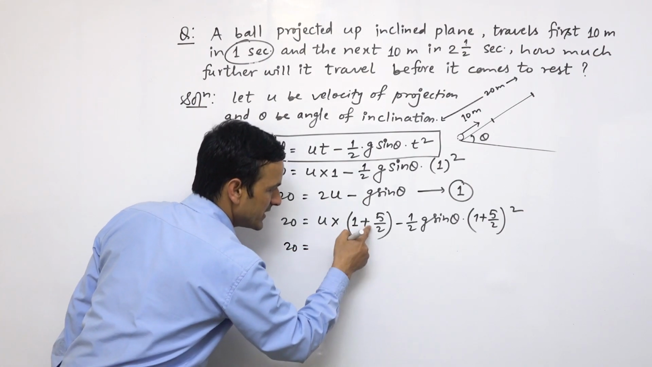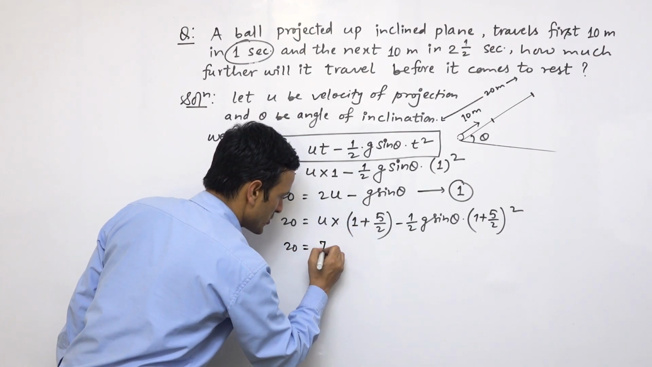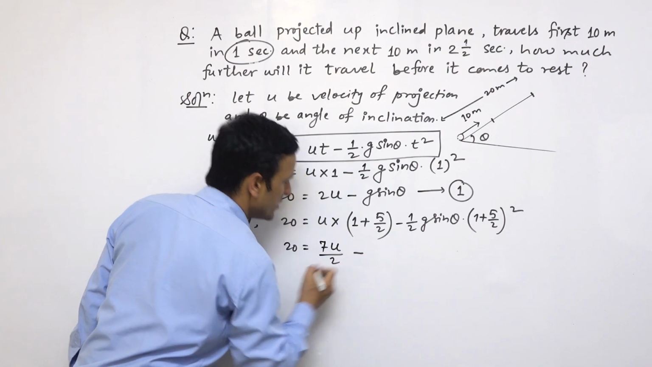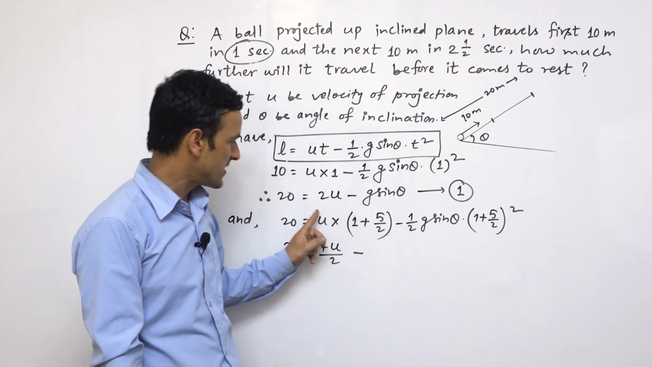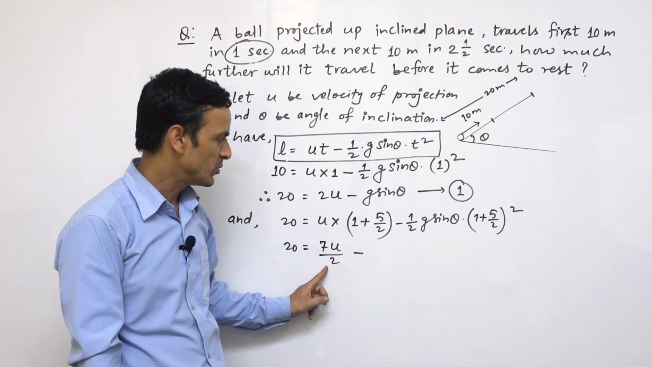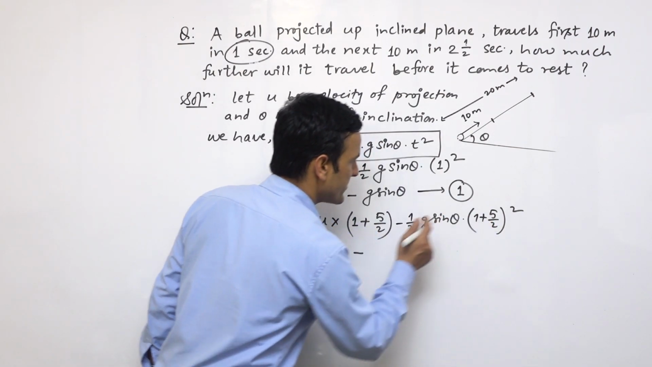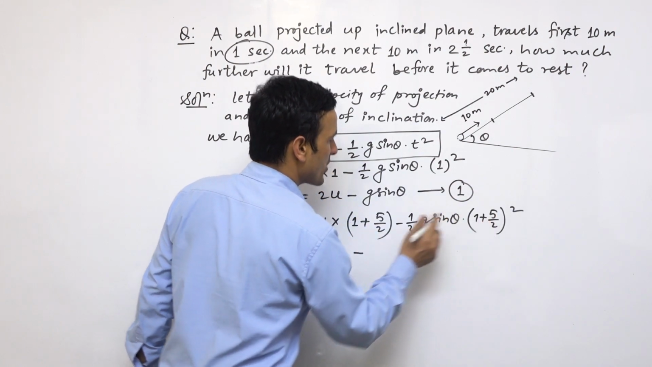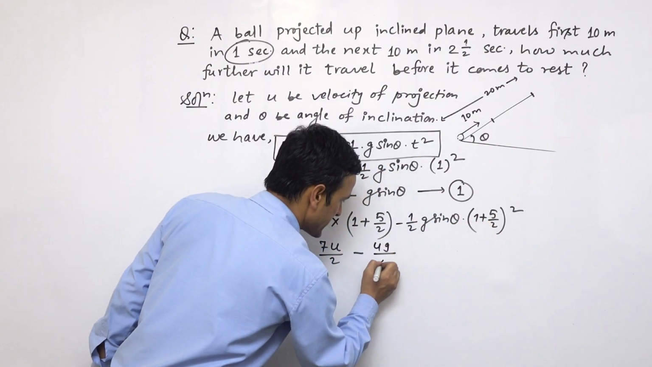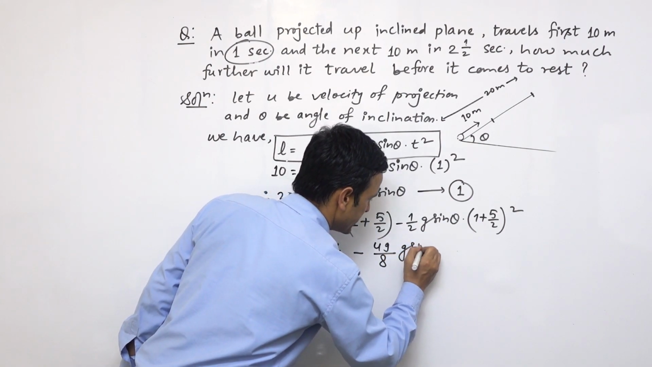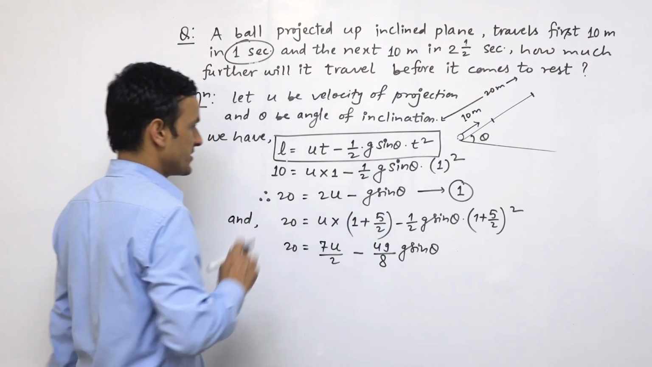20 is equal to, it is 7 by 2. So 7u by 2. Total ma u 7 by 2 huncha. 2 1 2 plus 5 7. 7 into u. 7u by 2 minus, this is also 7 by 2 and 49 by 4 now. So write down 49 and here is 4. 4 to the 8 and g sin theta. So this is the question.